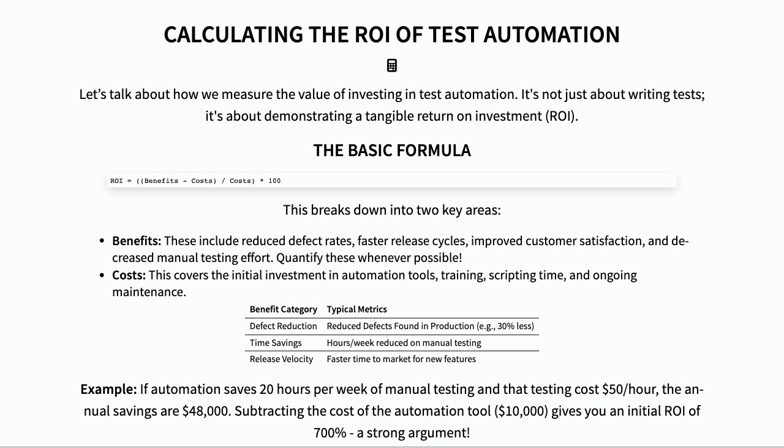A simple example can illustrate this. If automation saves you 20 hours per week and testing costs $50 an hour, you're saving $48,000 a year. Then, subtracting the cost of the automation tool will give you your ROI. If you want to dig deeper into specific calculations for your project, just let me know.